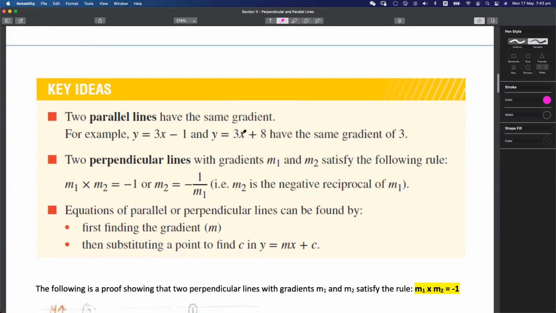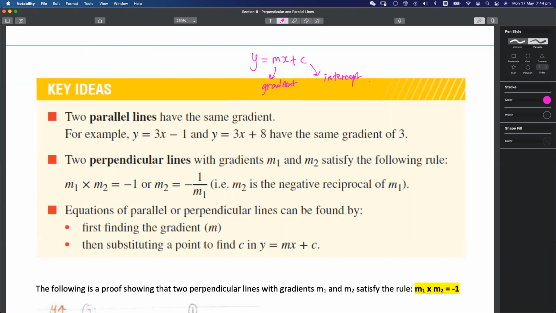Two parallel lines have the same gradient. For example, y is equal to 3x minus 1 and y is equal to 3x plus 8 have the same gradient of 3. Just to remind you, y is equal to mx plus c, where m is the gradient. This is gradient-intercept form. To read your gradient from the equation, we just look at the coefficient of x. So they both have 3.